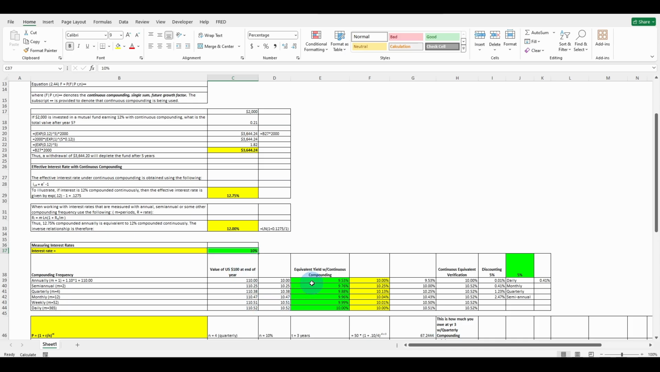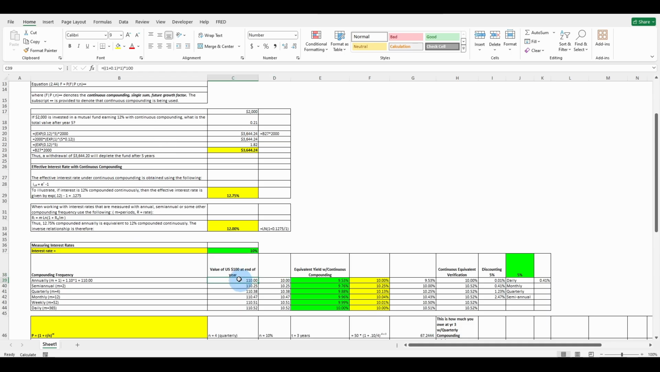Here it is in big, bold numbers. 10% compounded annually is equivalent to 9.53% continuous compounding. Semi-annual 10.25% is equivalent to 9.76%. Equivalent yield with continuous compounding, 9.73%. How do you know? Here is 10%. All I did was take this number here.